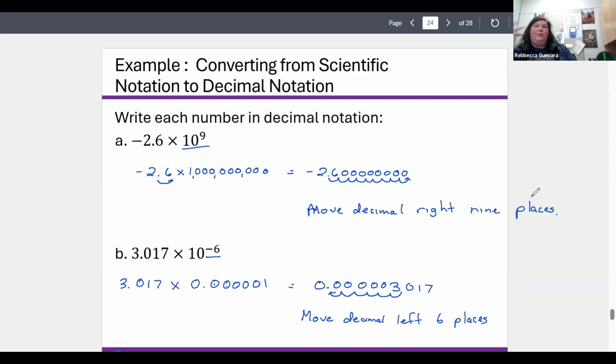So when it's positive, we're moving to the right, and we move the decimal that many places. When it's a negative exponent, we move to the left, and we move the decimal that many places. So you can think of this as telling you how many decimal places you're moving the decimal point. If it's positive, we move to the right. If it's negative, we move to the left.